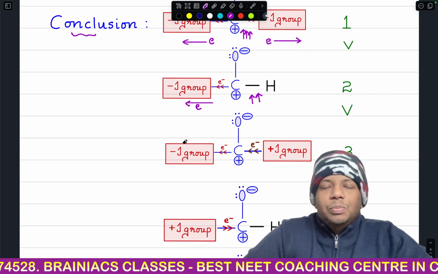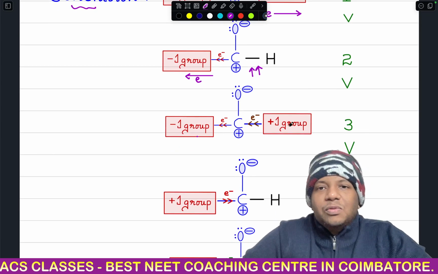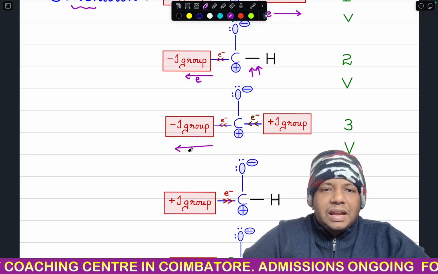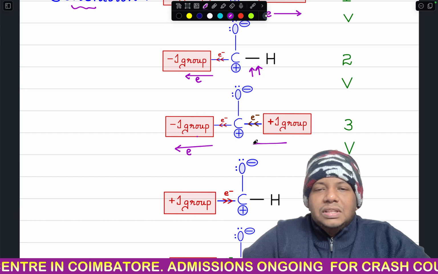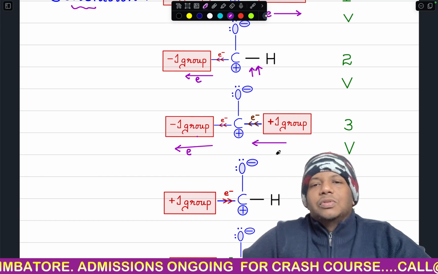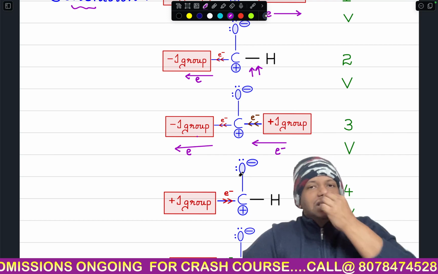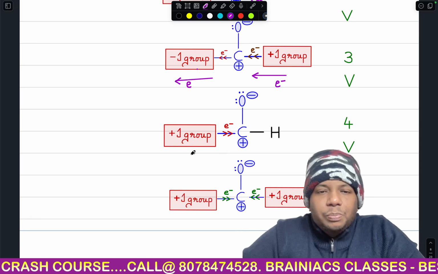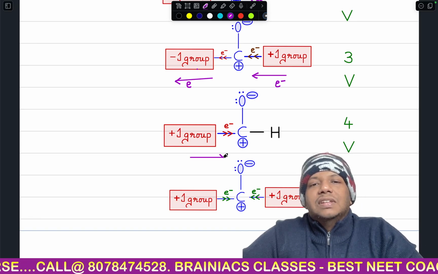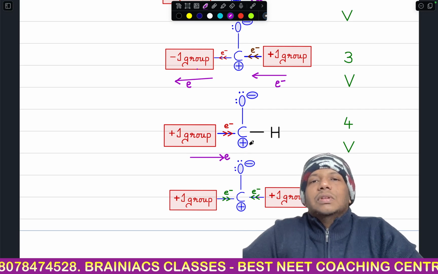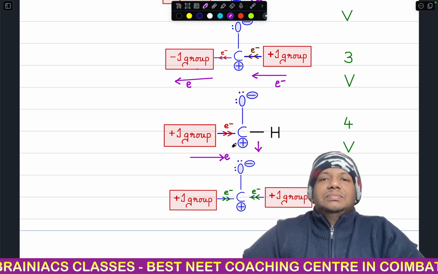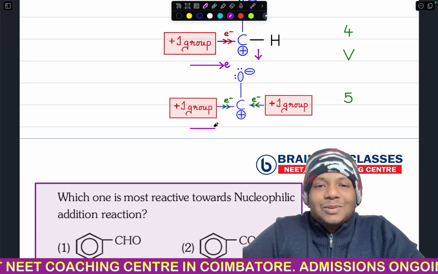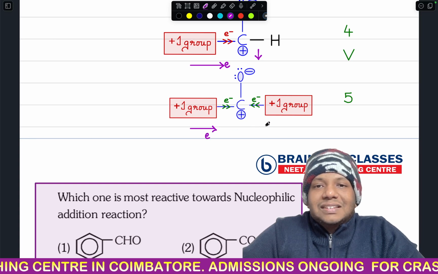Here only one -I group is there. Here if you see, one -I group and one +I group is there. So this will pull the electron in this direction, increasing the magnitude of the positive charge, but this is pushing the electron in this direction towards the positive charge, and the magnitude of the positive charge is decreasing. So somehow it is balanced. Now in the next case, you can see a +I group alone is connected. That means it is pushing the electron in this direction, and the magnitude of the positive charge decreases here. Here it is balanced, and in the last one you can see two +I groups are connected. So both are pushing the electron in this direction, sir.